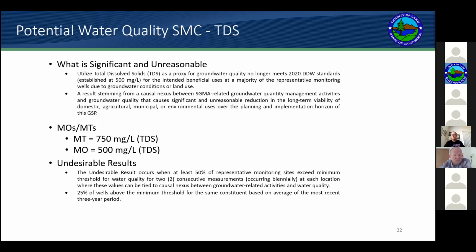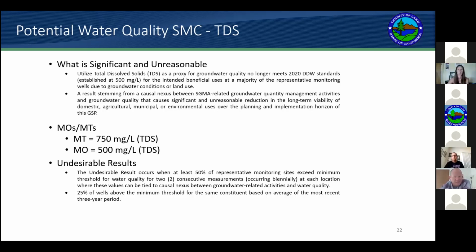Or there could be a decision that we want to keep our MO below 500 milligrams per liter and set the MT at 500. So there's some flexibility there. And again, at some point we need to make these decisions, but I just wanted to present those concepts to you. And then another concept, and I'll go to one more slide and we can open it for some discussion.